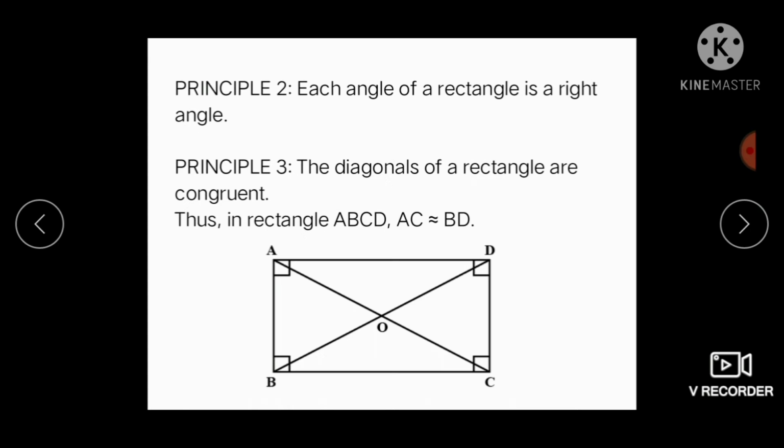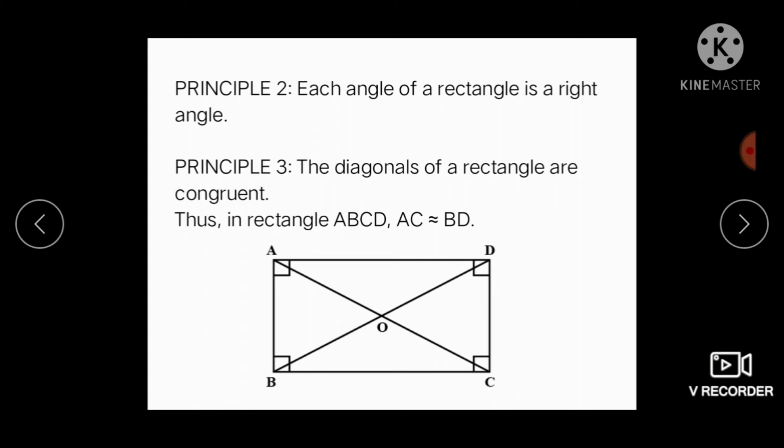So let's proceed to principle 2. Each angle of a rectangle is a right angle. From the definition of a rectangle, it is a parallelogram with a right angle. So for this rectangle ABCD, let's label one of the angles as a right angle. It is very easy to show that all angles are right angles. We know that in a parallelogram, the consecutive angles are supplementary. So if we have two supplementary angles, let's say angle A and angle B, and one angle is 90 degrees, the other one must be 90 degrees. If we add up the two, this equals 180 degrees. That's why we can see that all angles of a rectangle are right angles.